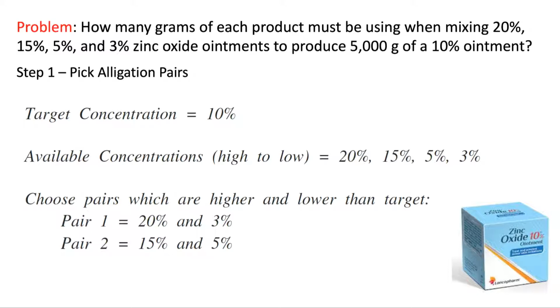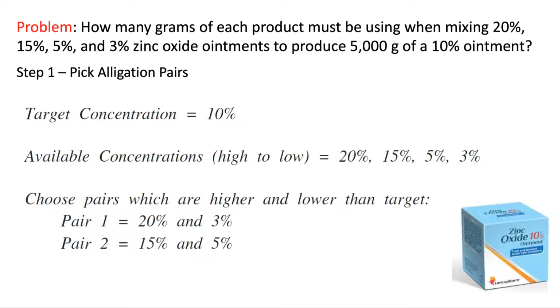Our available concentrations ranked from high to low are 20, 15, 5, and 3. Now we want to choose pairs. And each alligation pair will need to have one concentration higher than 10% and one concentration lower than 10%. So there are actually 2 different possibilities here because we have 2 concentrations, the 20 and the 15, that are higher, and 2 concentrations that are lower, the 5 and the 3. So we just need to combine those.